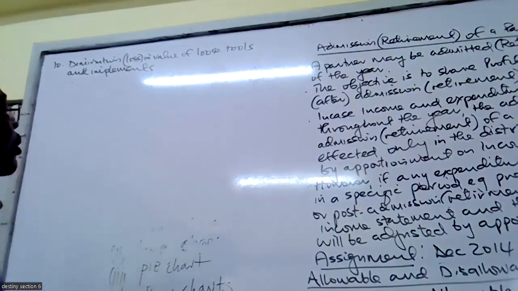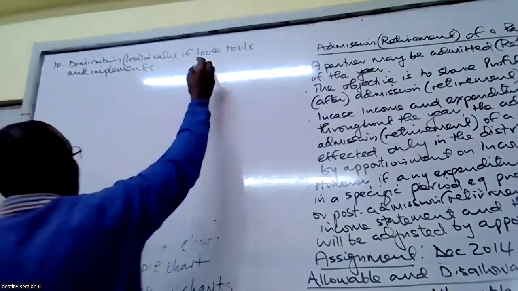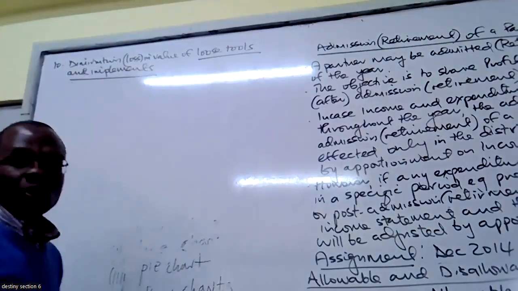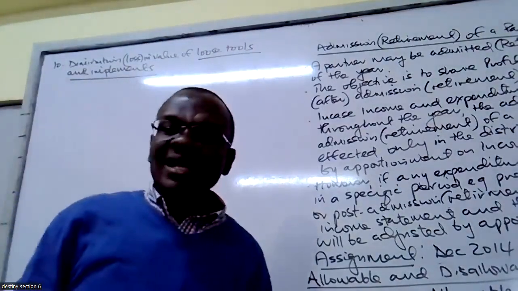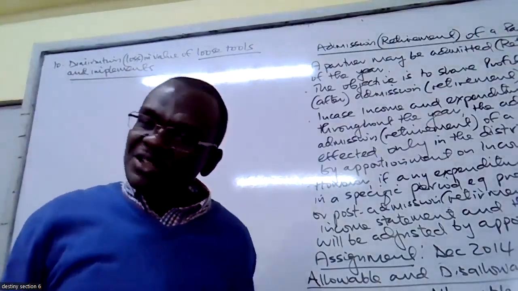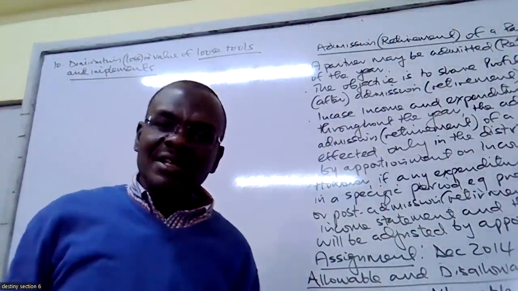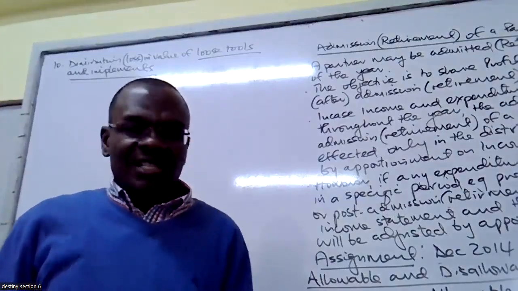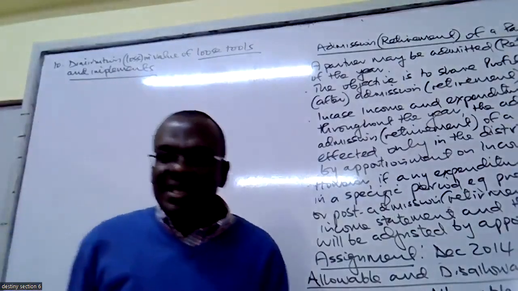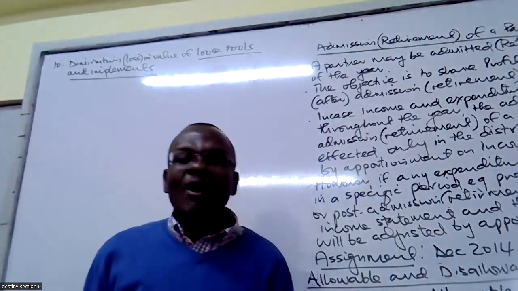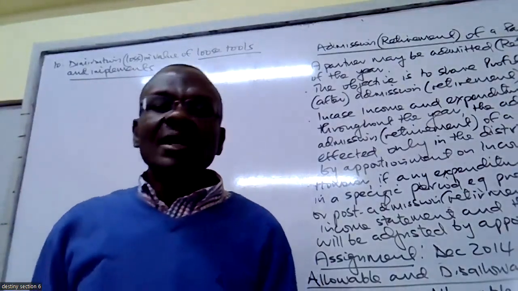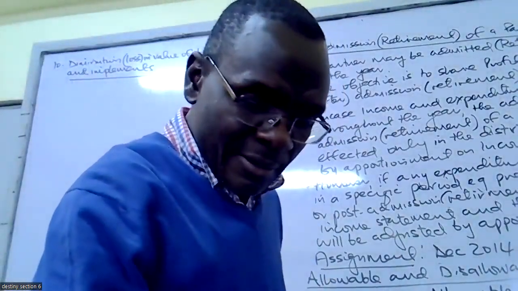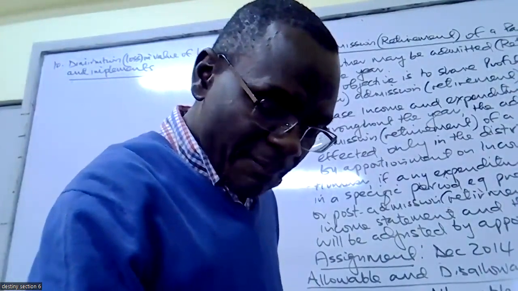So the question is, what are loose tools and implements? Loose tools and implements are items of capital expenditure that are not expected to have an economic value of more than 3 years. This is just an estimate. Estimated economic value of 3 years. Now, what you would identify as loose tools and implements will vary from business to business.